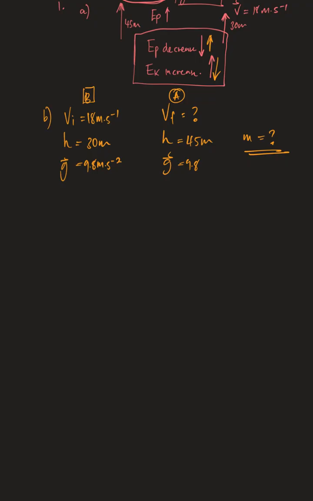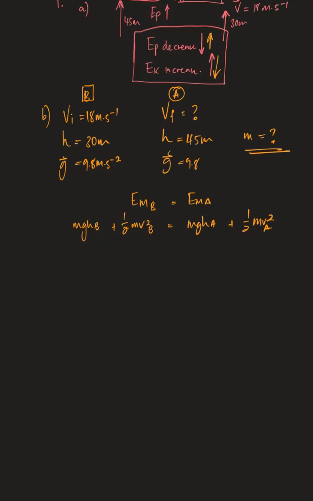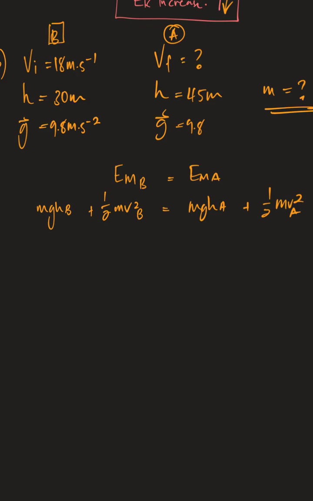So let's start. I'm going to go EM at B is equal to EM at A. So I've got mgh_B plus half mv squared B is equal to mgh at A plus half mv squared A. All right, so I'm just going to enlarge this so that we can see it a little bit better. I'm going to factor out the mass. Let's cancel all of this. And I'm left with gh of B plus half v squared B is equal to gh at A plus half v squared at A.